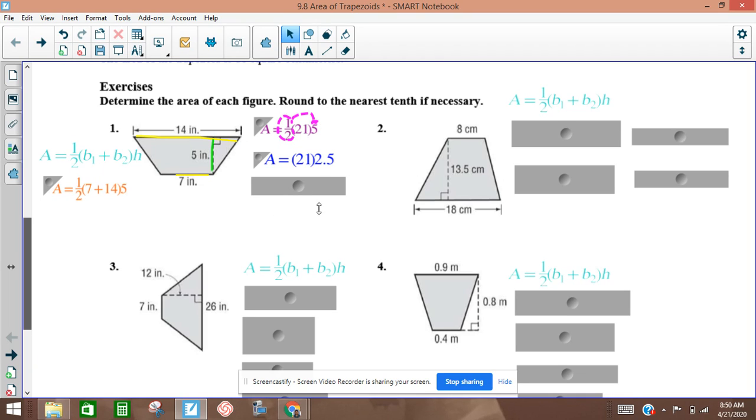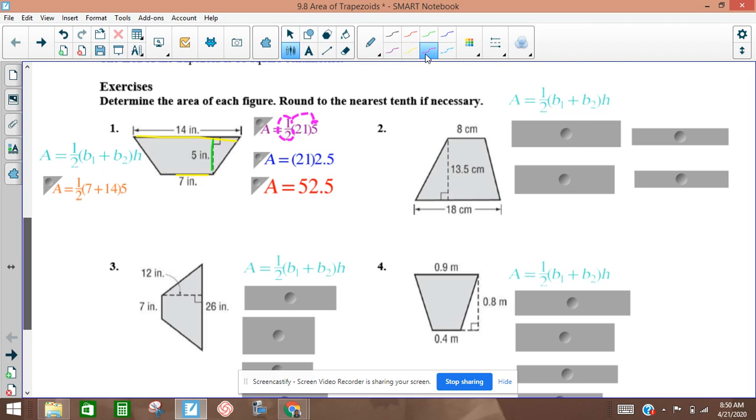So there I have it. And then from here, all you have to do is multiply 21 times 2.5. And when you multiply, you should get an answer of 52.5. So there, we find the area of this trapezoid. Next example.